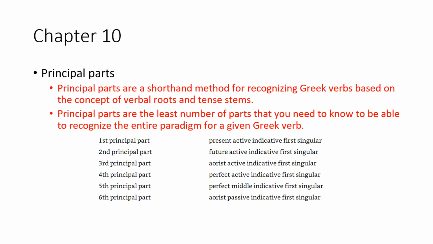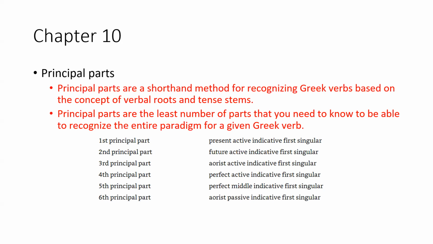Principal parts. Principal parts are a shorthand method for recognizing Greek verbs based on the concept of verbal roots and tense stems. So principal parts are the least number of parts that you need to know to be able to recognize the entire paradigm for a given Greek verb. So here's each of the principal parts with what the form is.